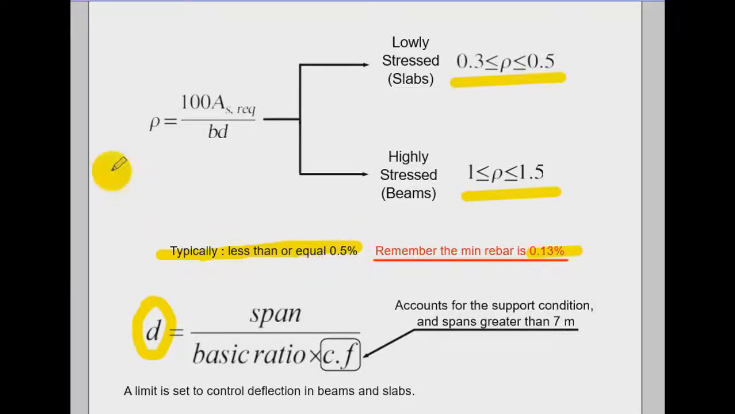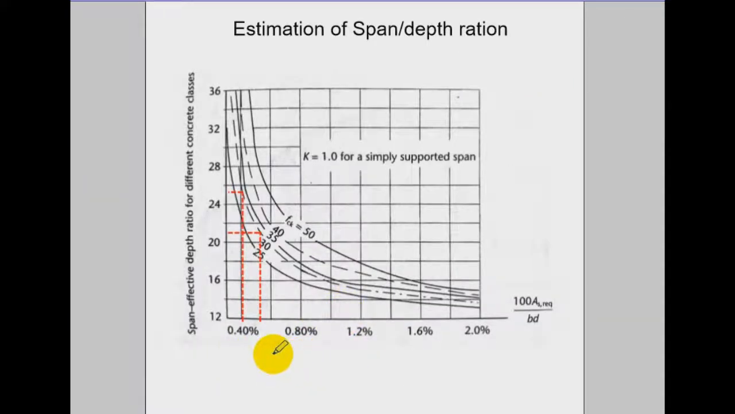So why do we need the rho here? This is actually important in order to find the basic ratio. This one we can get from a graph. This is the graph where you get the basic ratio. What you can see here in the x-axis is the rho. For slabs, it is always up to here, always up to 0.5%. So you can take it from there immediately, or you can be very economical and go for something lower. So I'm taking 0.4%.